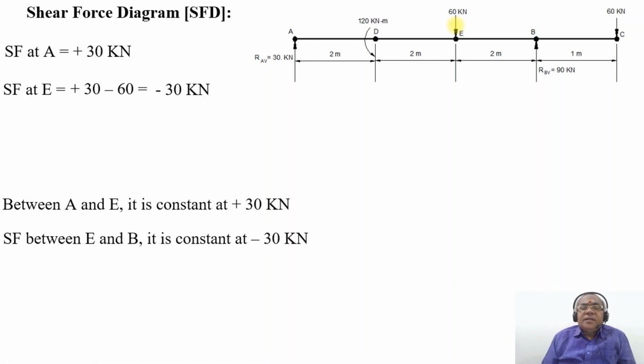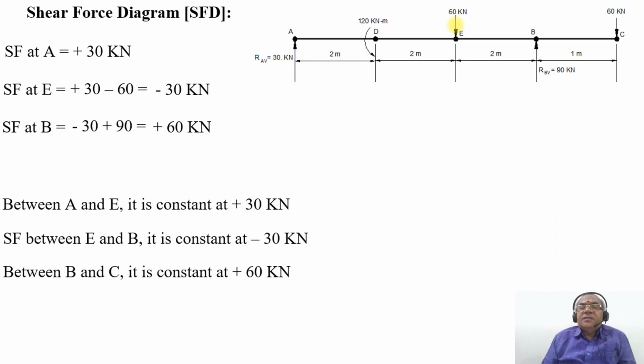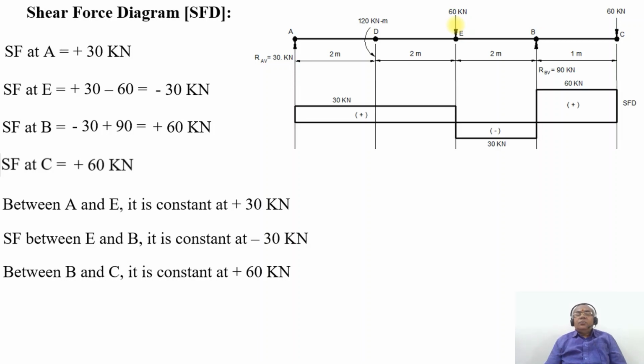Between E and B, SF remains constant at minus 30 kilonewton. SF at B, as the reaction is acting upwards, is minus 30 plus 90, which is equal to plus 60 kilonewton. So between B and C, it remains constant at plus 60 kilonewton, and SF at C will be equal to plus 60 kilonewton. So this is how you will be able to analyze the shear force diagram for individual portions.